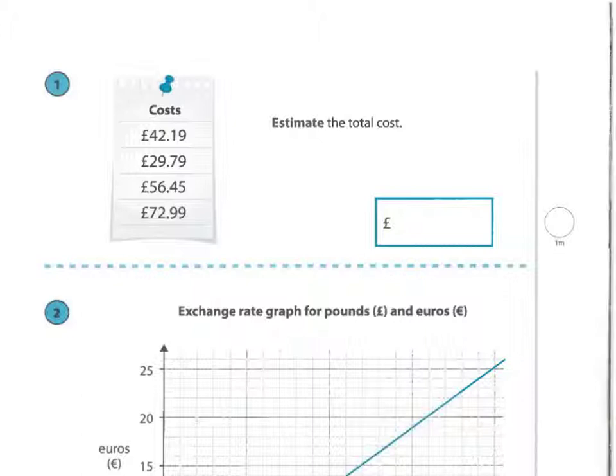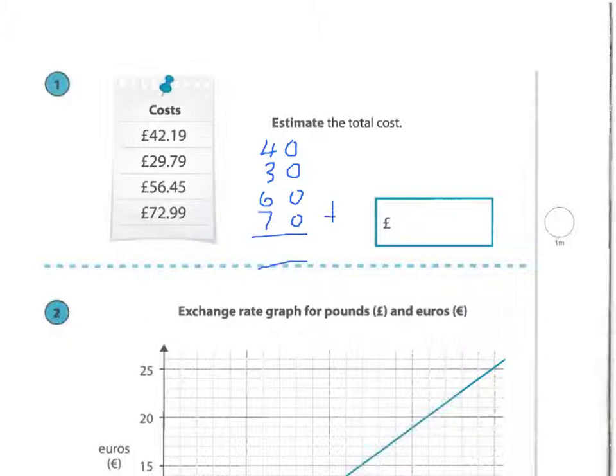Now, one of the easiest ways to do this would be to round each value to the nearest 10. So £42.19 would be £40. £29.79 would be £30. £56.45 would be £60. And £72.99 would round to £70.